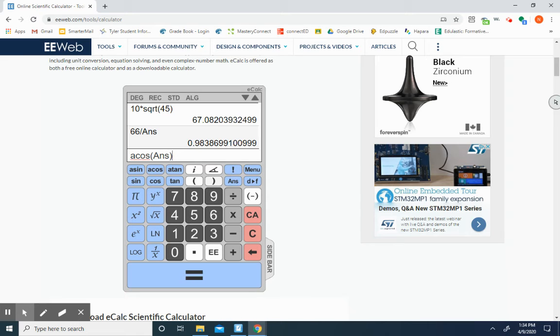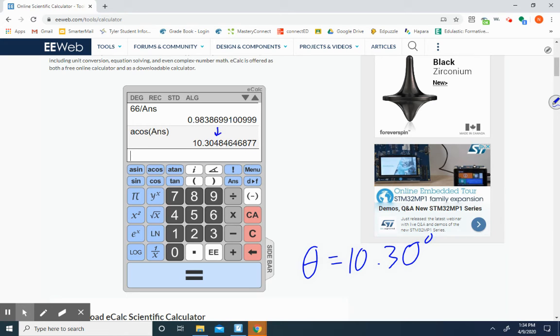And make sure your calculator's in degrees, because that's what the problem asks for. Make sure your calculator's in degrees, then press enter. And that is our angle in degrees. Our angle is 10.30 degrees. It said to round to 2 decimal places. The third decimal is a 4, so we do not round up. So it's just 10.30 degrees.